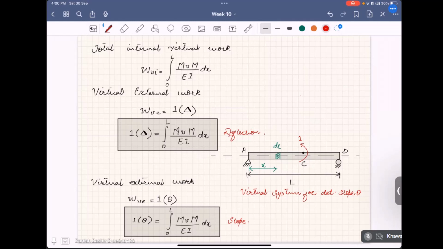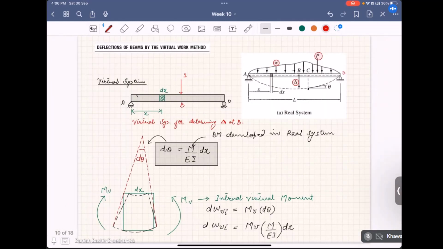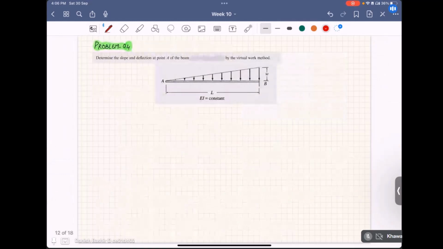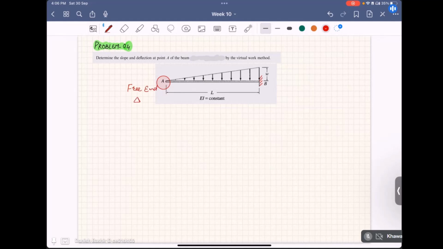Quickly, we have one small problem here. What does it say? Determine the slope and deflection at point A. This is a cantilever beam fixed at B and free at A. At the free end A, we have to determine the deflection delta A and slope theta A.